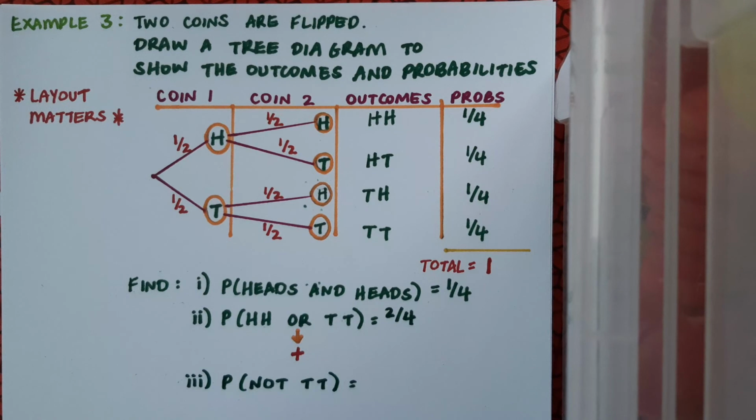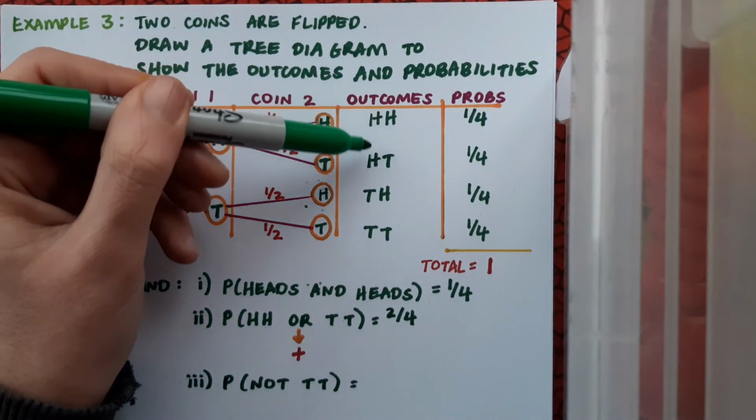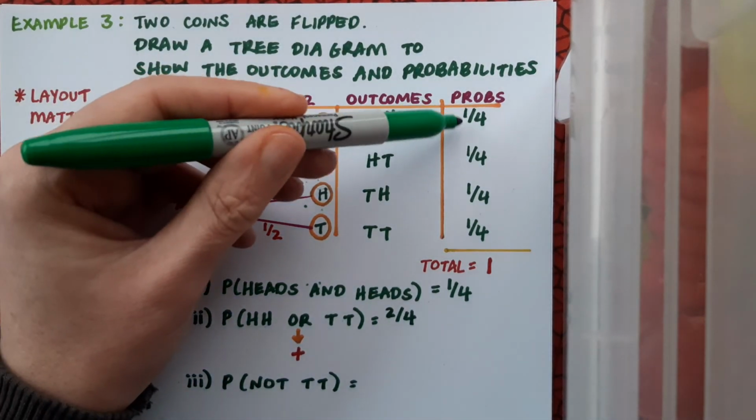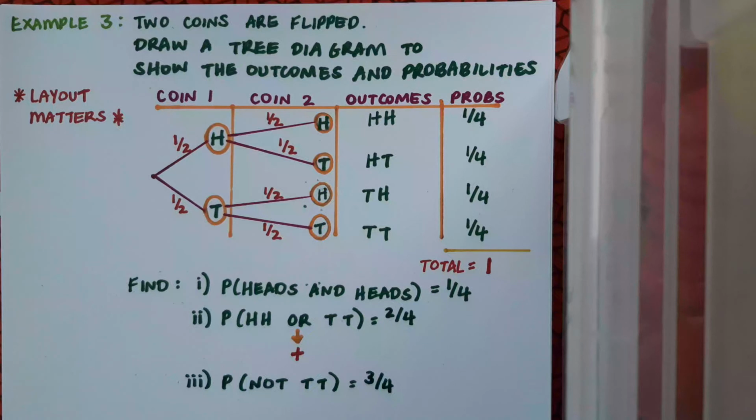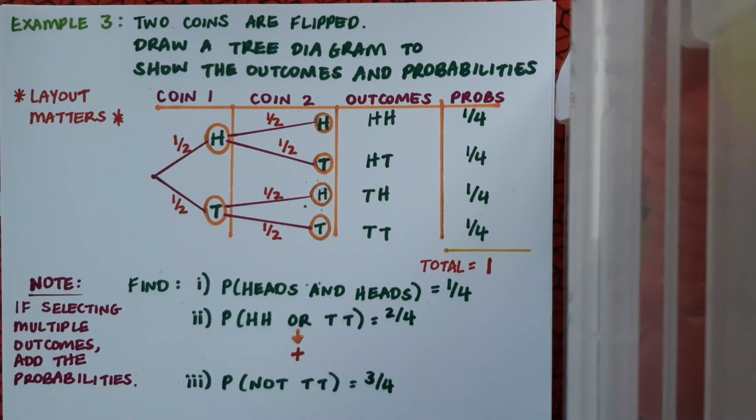And finally, the probability of not getting tails and then tails again. So in this case, we can simply go and select all the outcomes that aren't tails, tails, and add them all together. And in this case, the answer is 3/4. So just note that if you're selecting multiple outcomes, add the probabilities.